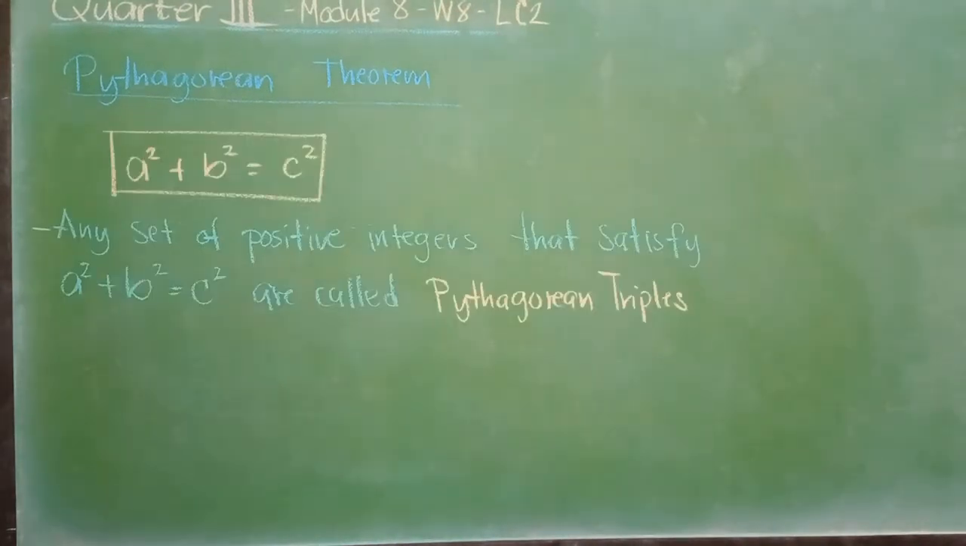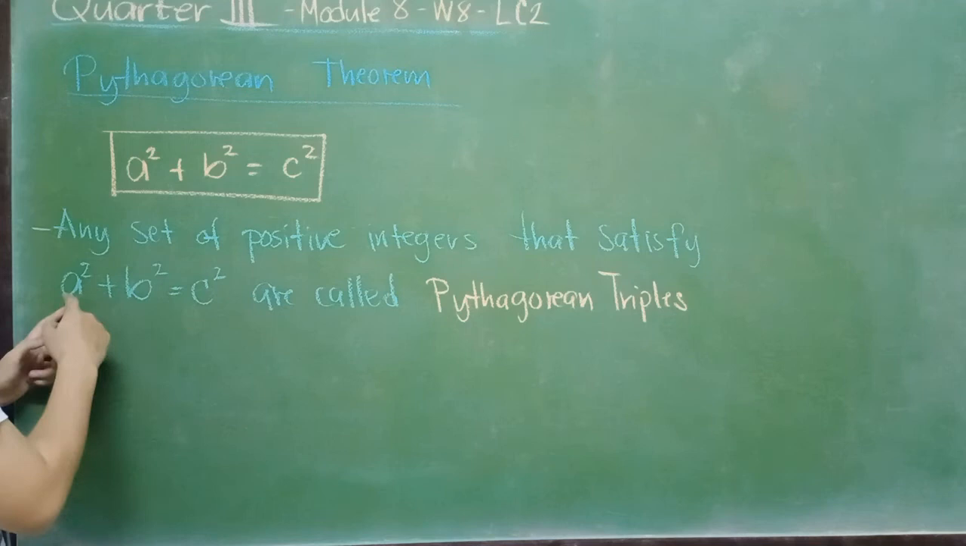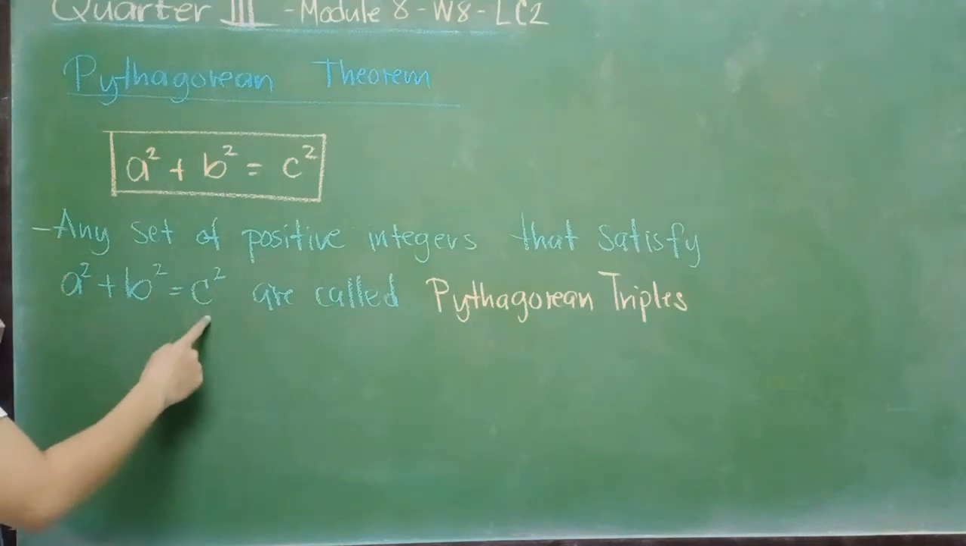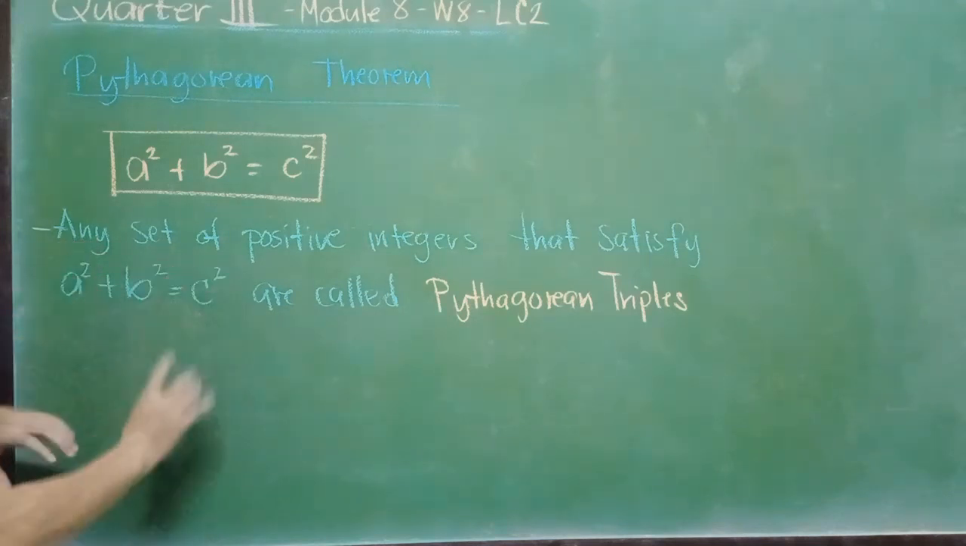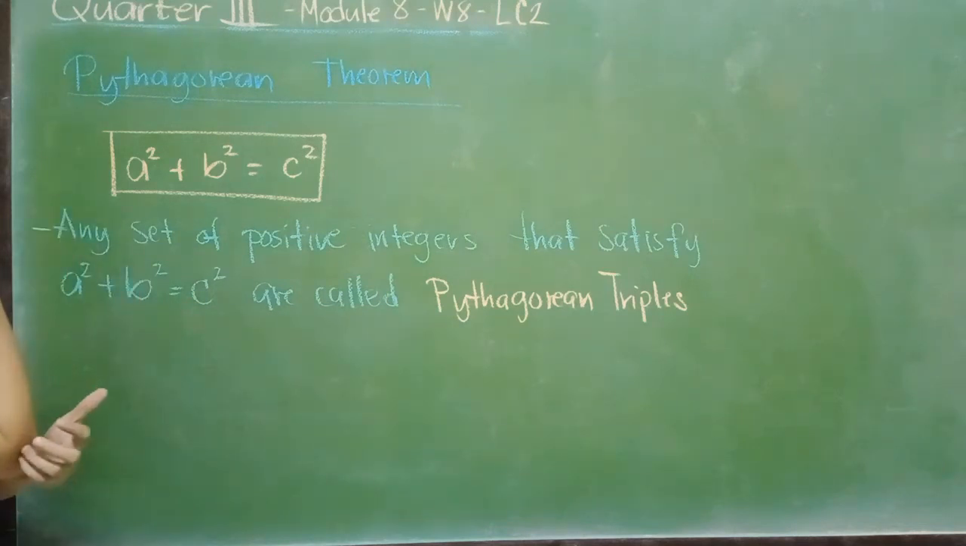Okay, next. So we have A squared plus B squared is equal to C squared. So any set of positive integers that satisfy A squared plus B squared is equal to C squared are called Pythagorean triples. So ibig sabihin yan, kung ano man yung tatlong numbers na pwede mo ilagay for values ng A, B, and C, and then magiging equal on both sides, yung tatlong numbers na yun, yung tinatawag natin Pythagorean triples.